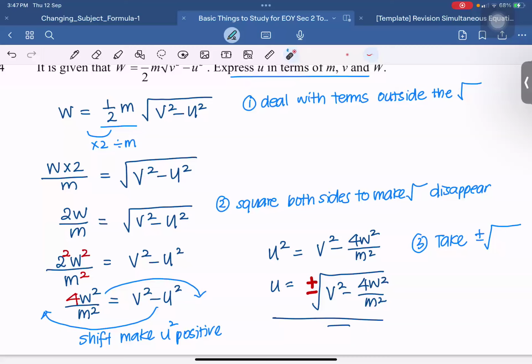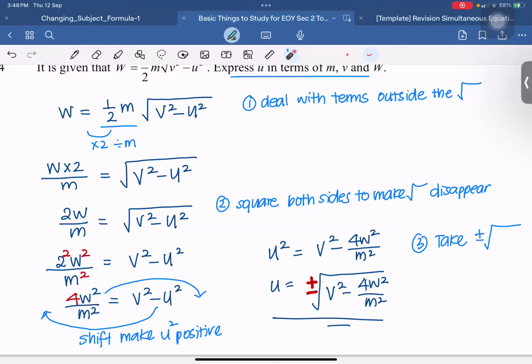Then after this, I want u squared, so I try to make u squared a positive number. In this case, I shift the u squared over here, so they become positive u squared. But at the same time, there is no letter u over here, so this one goes over to the other side. Okay, v squared stays there. So then I will have this.